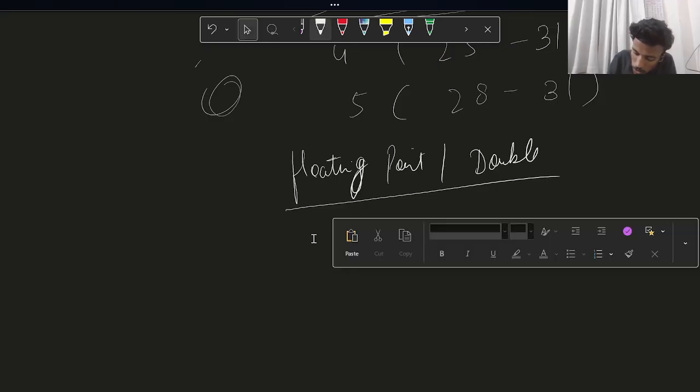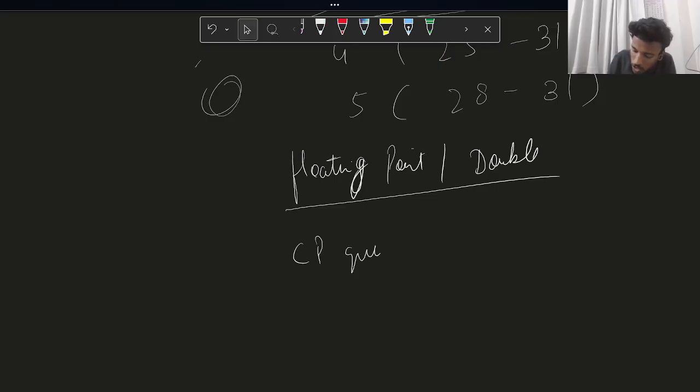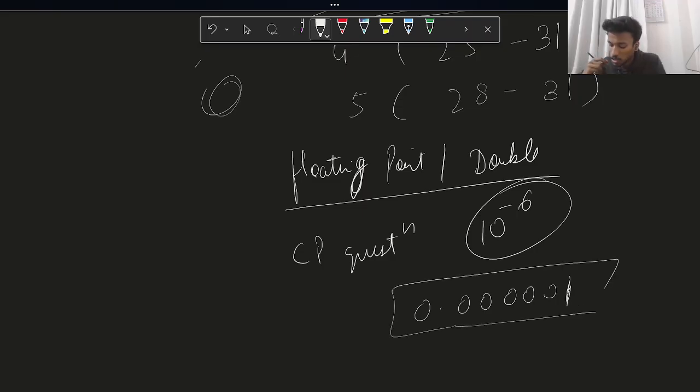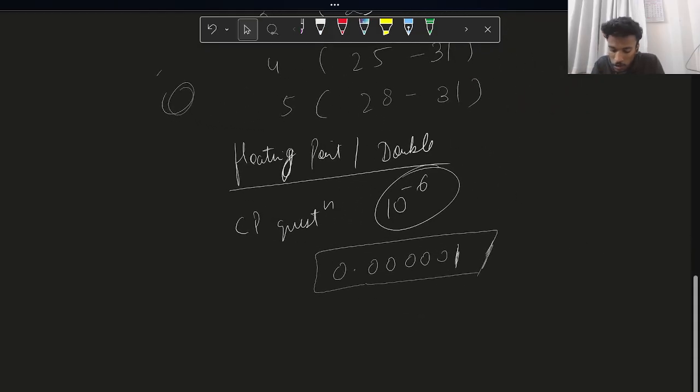That is why in most of the CP questions, you will see the range like the answer should be well within 10 power minus 6 range. So what that means is you need to calculate up to 6 places after the decimal. So your precision should be this much. Your answer can't differ more than this much. That is what it means.